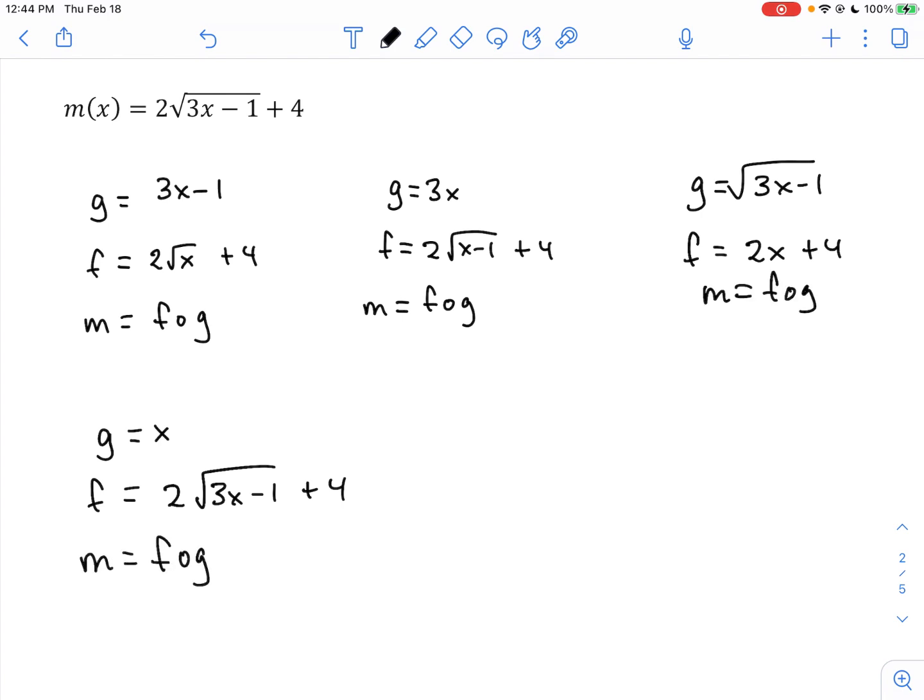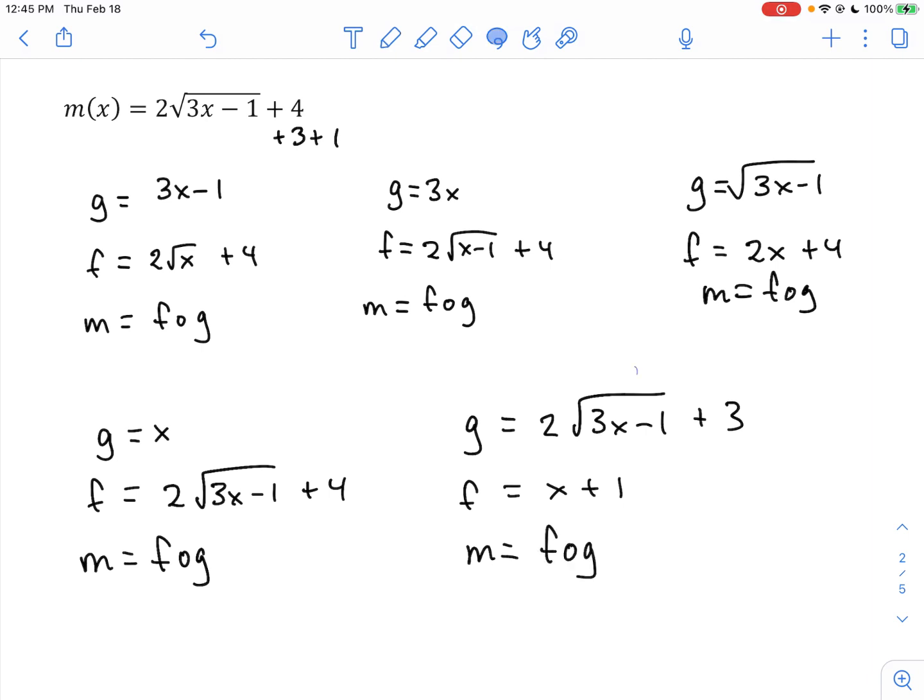Just to show you a variety, watch this. I'm going to let g be equal to 2 times the square root of 3x minus 1 plus 3. Now notice the m is plus 4. So if I were to take that 4 and break it apart into plus 3 plus 1, then you can see we have the g function right there. If I condense that g function down to x, then I would just have x plus 1 as the f function. And sure enough, we'll get m by doing a composition of f of g. Take this entire g function, plug it in for this x right here, and then add the 1 to this 3, and you get the 4. This alone should show you why we could get infinitely many answers here, because I could break 4 apart in many ways.